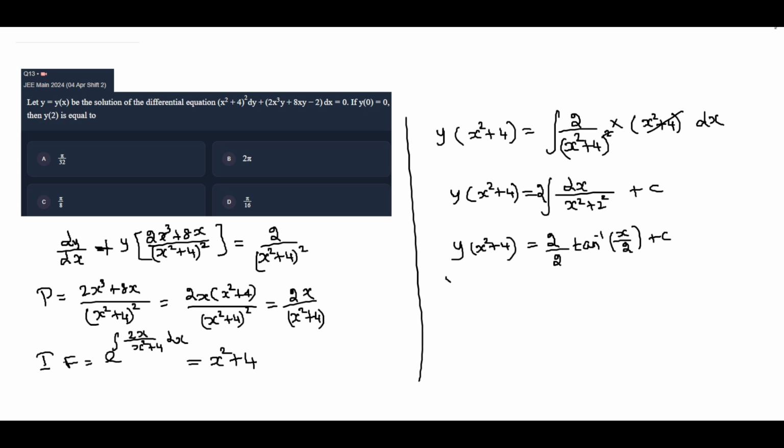Okay, now the condition is y of 0 equal to 0, which means c will be 0. Next we need the value of y of 2. y of 2 means y into 2 square, that is 4 plus 4, 8, equal to tan inverse of 1. So y equal to tan inverse of 1, which is pi by 4, divided by 8, so that is pi by 32. So A is the answer.